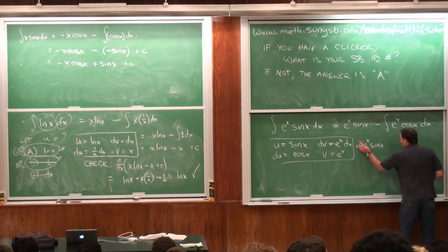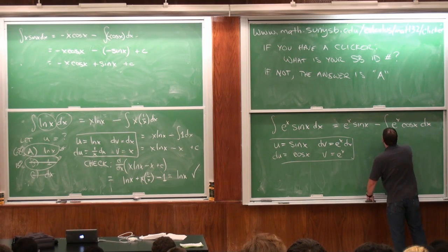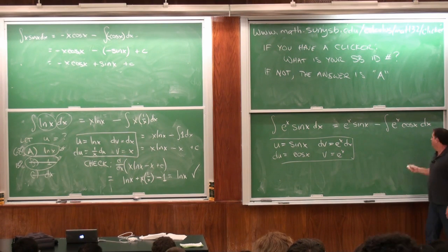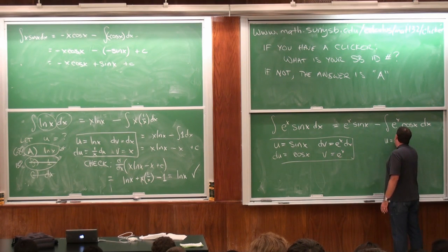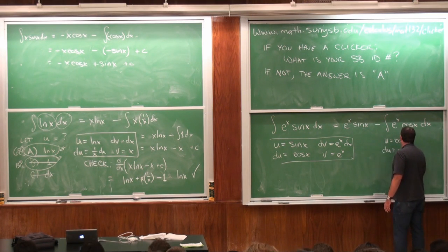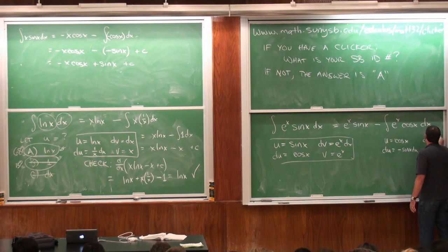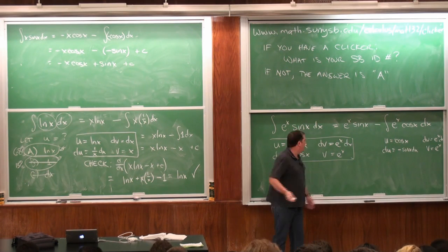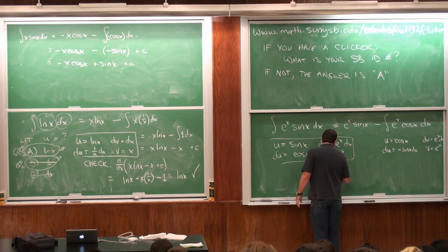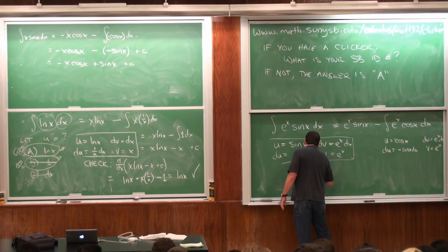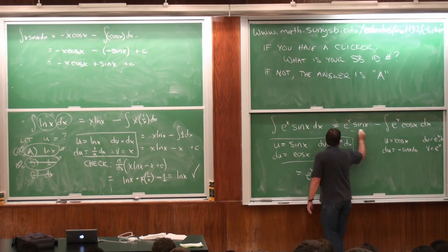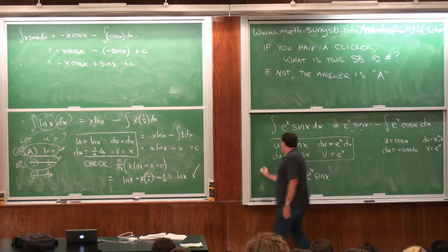I don't want to write that yet. Now, in this piece, I want to do this by parts, and I'm going to play the same trick. I'm going to let u be the cosine, and so du, now I get a minus sign, is minus the sine, and dv is e to the x dx, so v is e to the x. That means this whole thing becomes, well, I still have this e to the x sine x floating around from before. Let me just rewrite the whole thing.